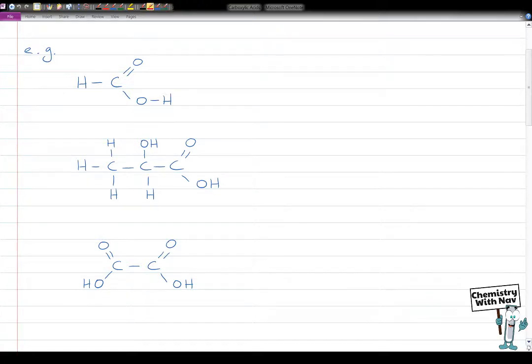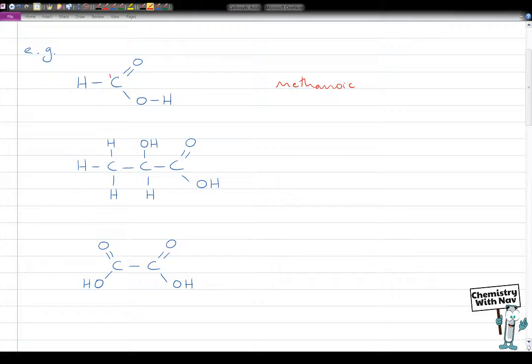We've got a couple of examples here which I want to go through and name. The first one is going to be methanoic acid, and that's based on the fact that there is only one carbon present, and therefore the name is going to start with meth. There are no double bonds, so the next two letters will be AN. If there was a double bond somehow in the structure, then those two letters would be EN. Obviously not going to happen if there's only one carbon.